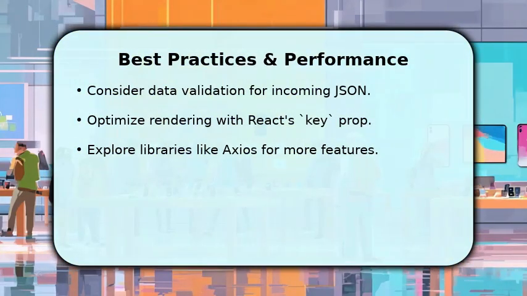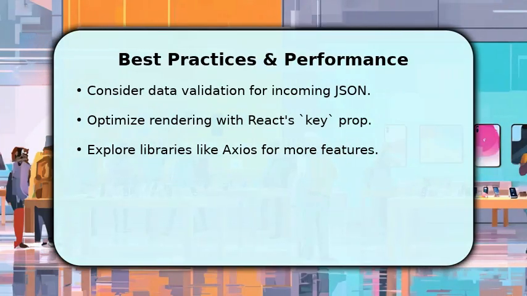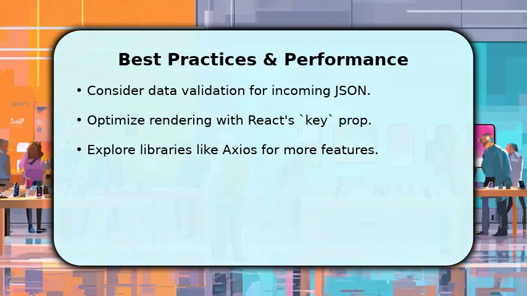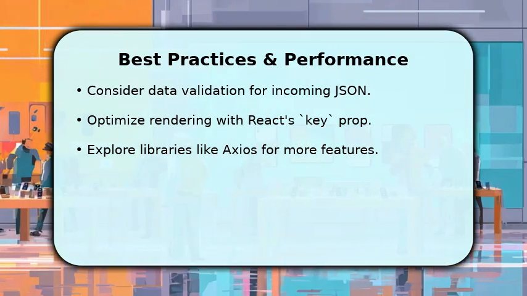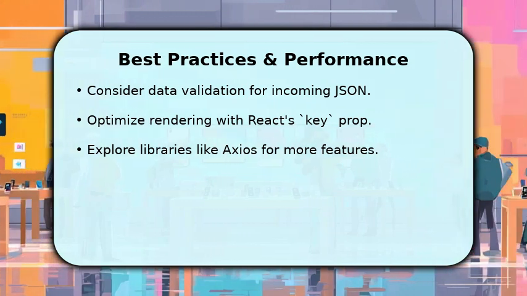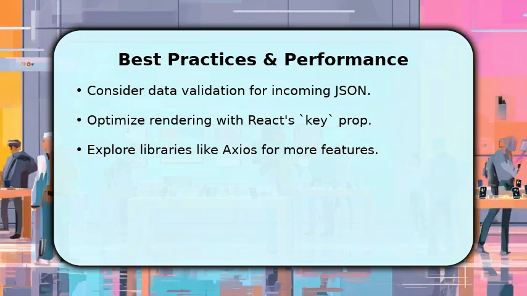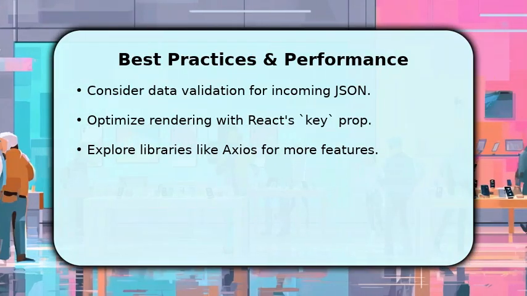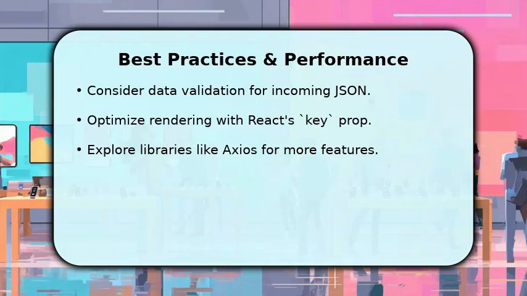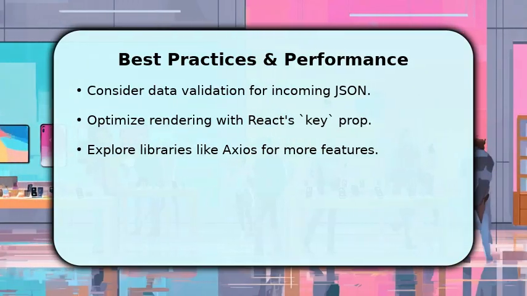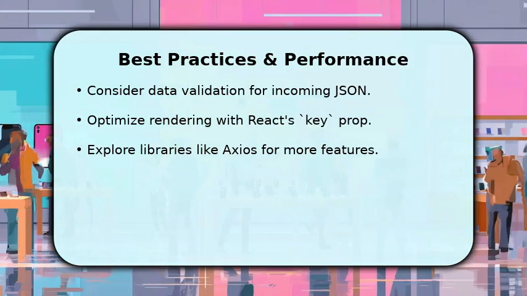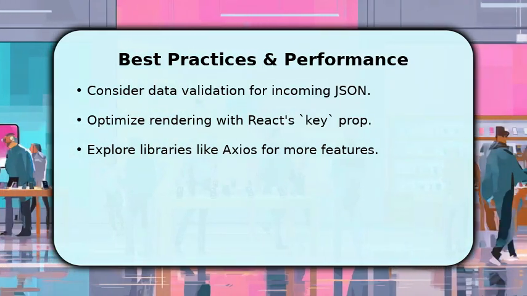For robust applications, consider implementing data validation to ensure the incoming JSON matches your expected structure. When rendering lists, always provide a unique key prop to each list item. This helps React efficiently update the UI, especially with large datasets. While Fetch is powerful, libraries like Axios offer additional features such as automatic JSON parsing and request cancellation, which can simplify your data handling logic significantly.